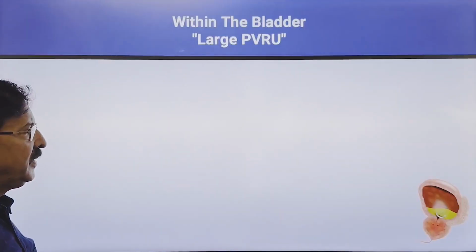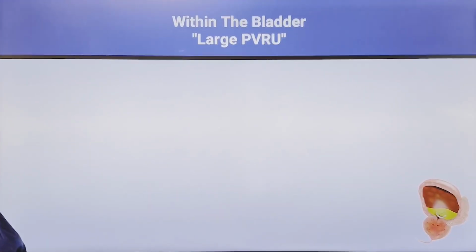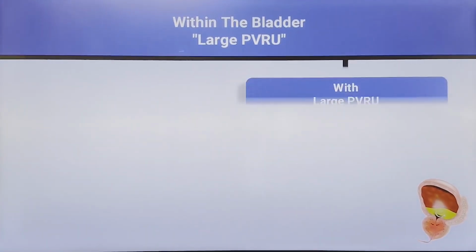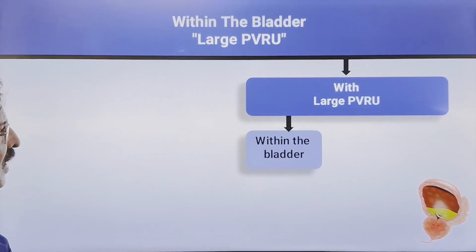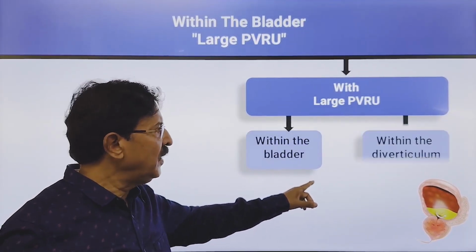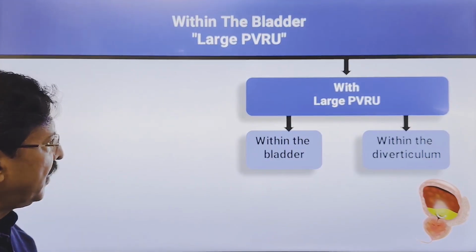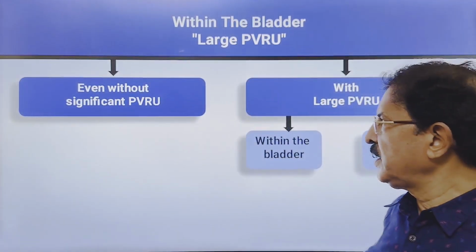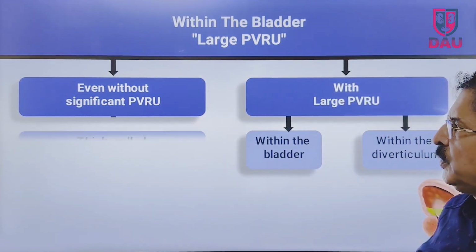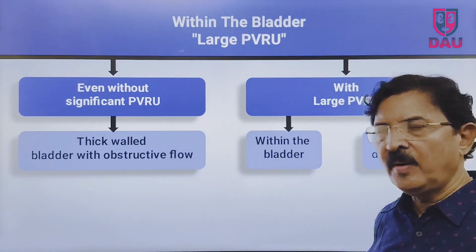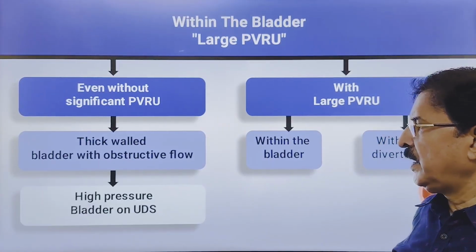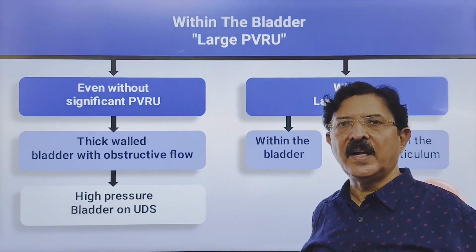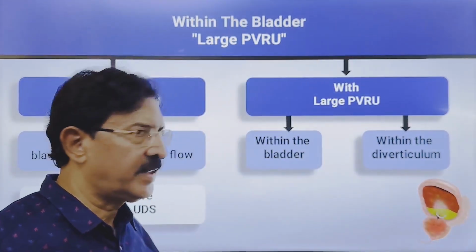So first, within the bladder, the common perception is that it is the large amount of post-void residual urinary volume which is responsible for this. This large PVRU can exist within the bladder lumen, or sometimes within a diverticulum, or in fact, in a large number of patients, it can even be without significant PVRU. This happens when the patient has a thick-walled bladder with obstructive flow, and urodynamically this will be a high pressure voiding. So on account of high pressure voiding alone, there can be persistence of urinary tract infection.